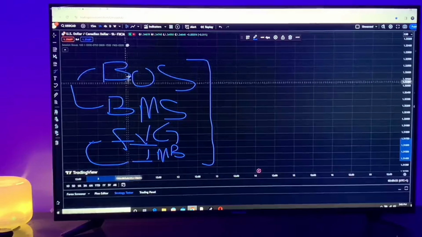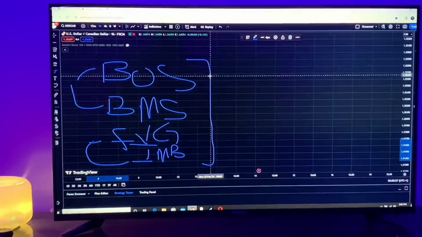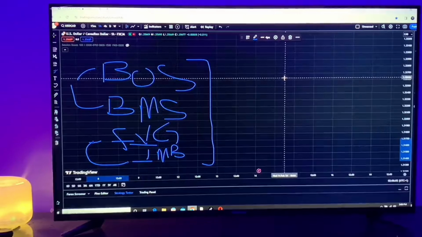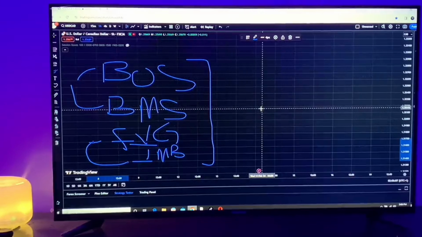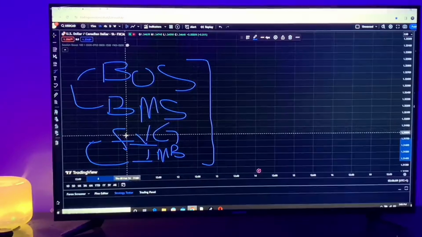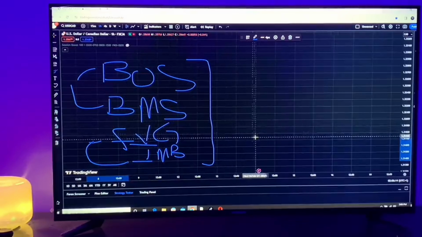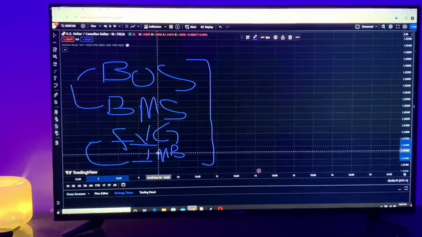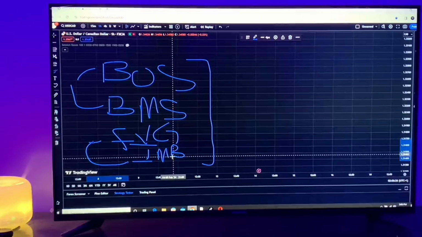So BOS simply means, in full form, a break of structure, right? And BMS means break of market structure. Now we have the FVG. This FVG means fair value gap, right? Then the IMB means imbalance. Fair value gap and imbalance are the same thing. Don't get it twisted. Don't get it confused.